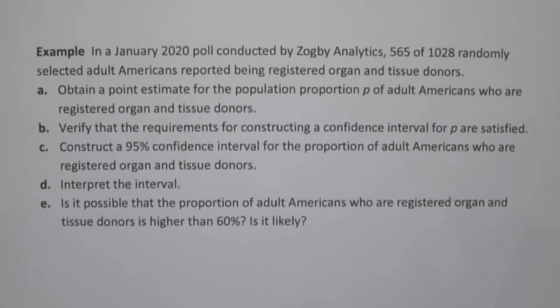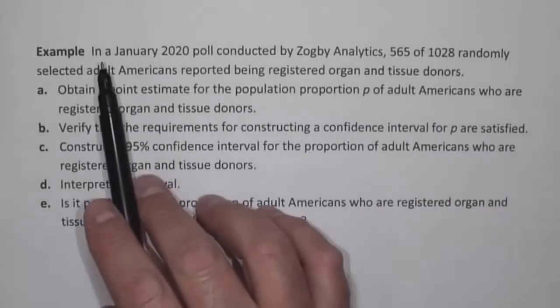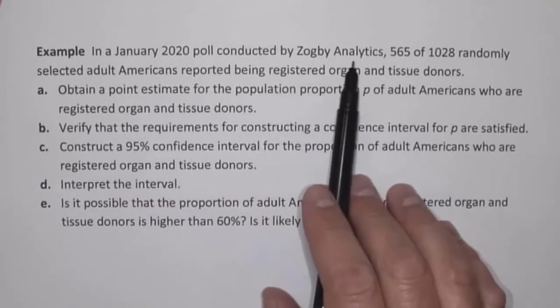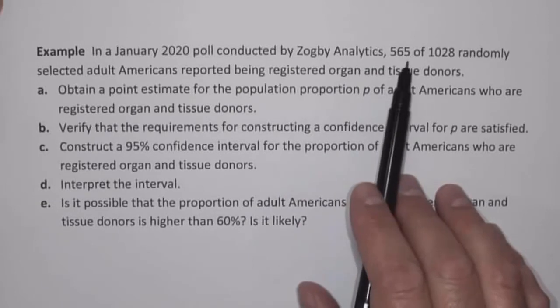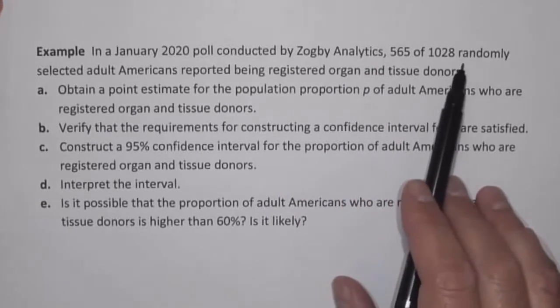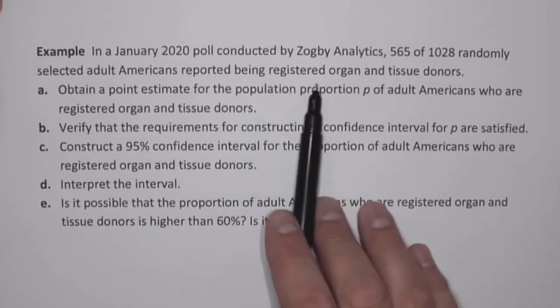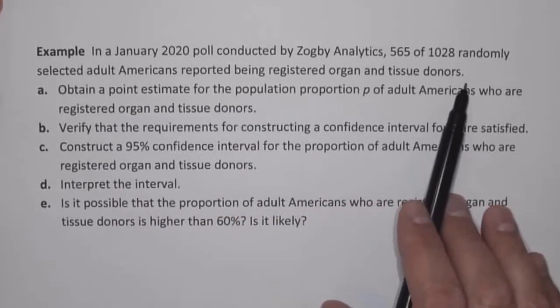So in this video, we're going to look at an example. In a January 2020 poll conducted by Zogby Analytics, 565 of 1,028 randomly selected adult Americans reported being registered organ and tissue donors.